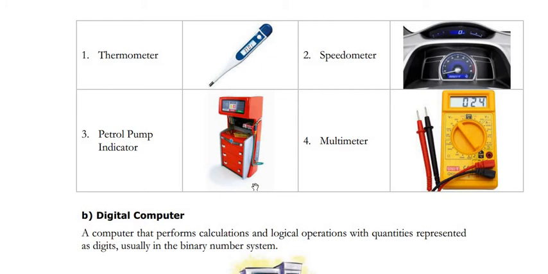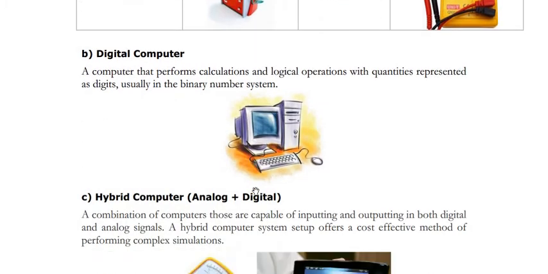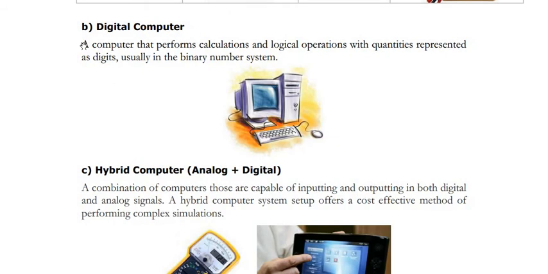Examples: 1. Thermometer, 2. Speedometer, 3. Petrol pump indicator, 4. Multimeter. B. Digital computer. A computer that performs calculations and logical operations with quantities represented as digits, usually in the binary number system.